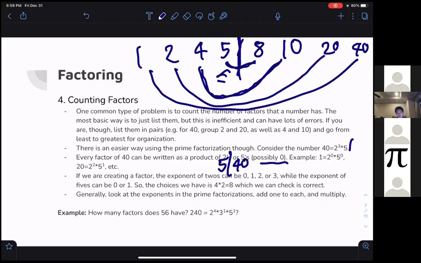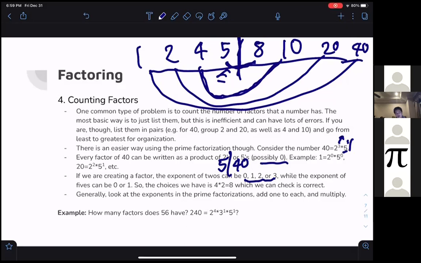And if we're creating a factor, the exponent of 2s can be 0, 1, 2, or 3. Note that the amount of choices is one more than the exponent itself because there's that extra 0 we have to account for. And then the exponent of 5 can be 0 or 1, since it's 1 more than 5 to the 1. And of course, I think you all know this, but if there isn't an exponent written, it just means the first power. So anyways, creating a factor, we have 4 choices for the exponent of 2, 2 for the exponent of 5, and so that gives us 8 factors. Lo and behold, there are 8 factors in total over here. All right, so that checks out.